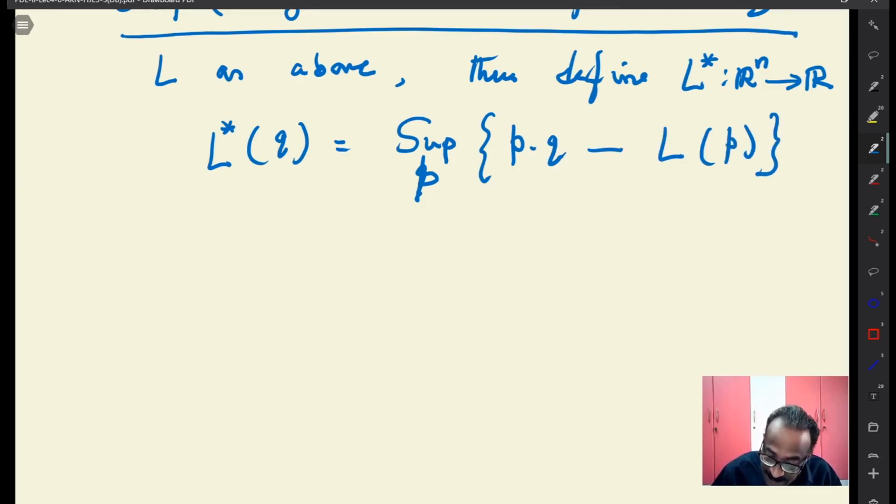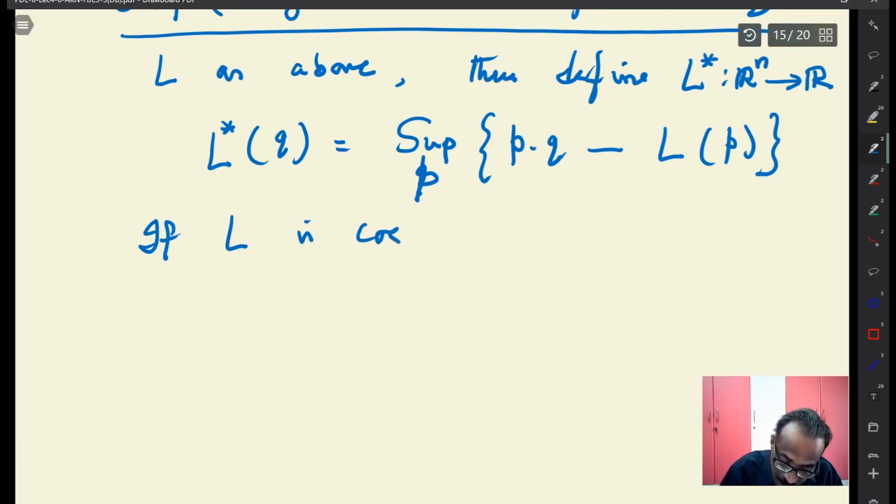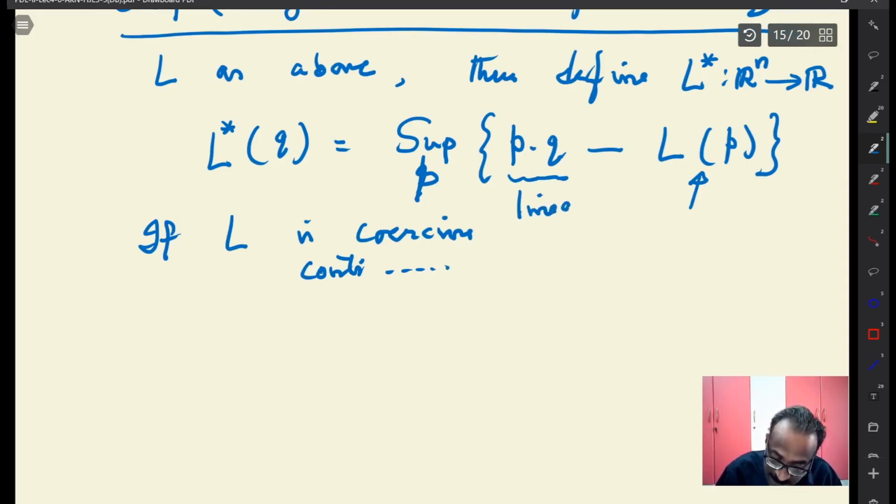So if L satisfies the conditions, if L is coercive and continuous and all that, convexity, etc., you have this property of L, and this is a bigger growth, then this is a linear growth. Once Q is fixed for P, this is a linear growth. So basically this term goes to minus infinity, and the supremum exists as a finite quantity. So with these assumptions, I can leave it as an exercise for you.